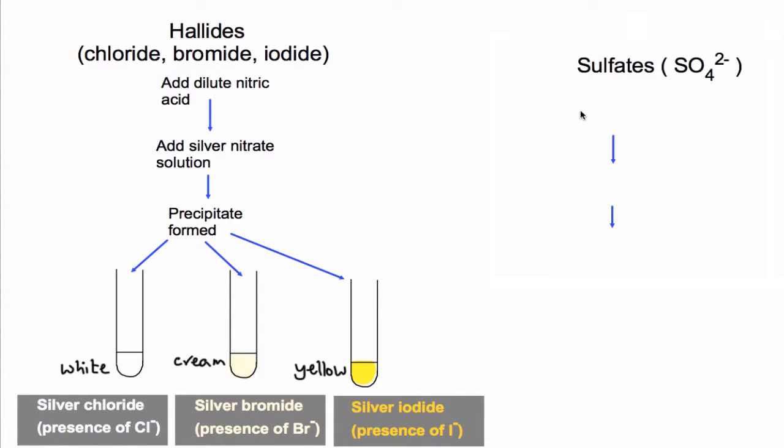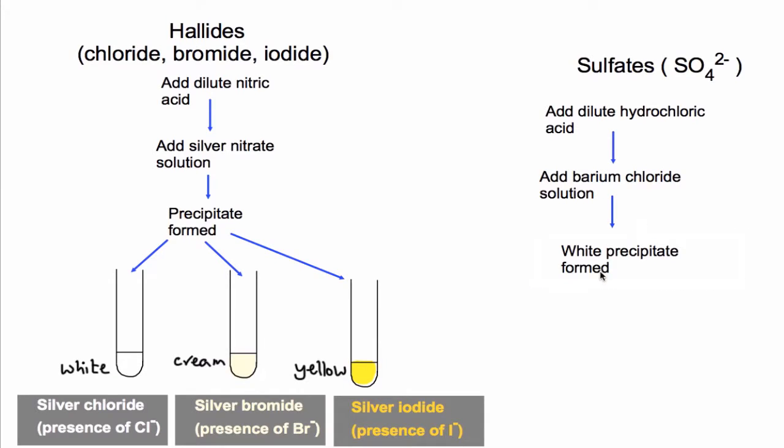The final test here that we're looking at is sulfates, and for sulfates we add dilute hydrochloric acid first. Then the second step is to add what we call barium chloride solution, and all we do is we look out for a white precipitate that is formed, and if we get a white precipitate, then we know we have the presence of sulfate ions. Now the key thing to remember here is, again, this has to be hydrochloric acid. Remember not to put sulfuric acid in there, because if we did, we'd be adding sulfates to our unknown solution, and that would actually defeat the object of the test.